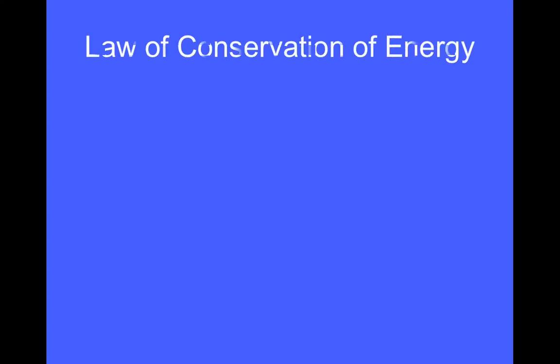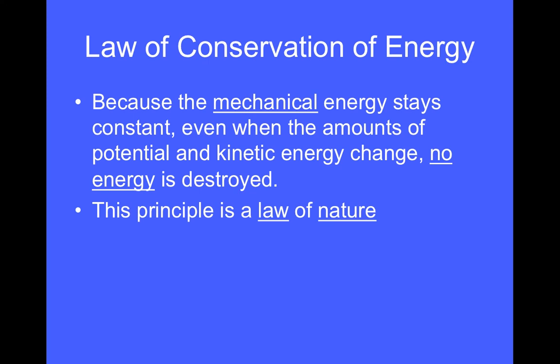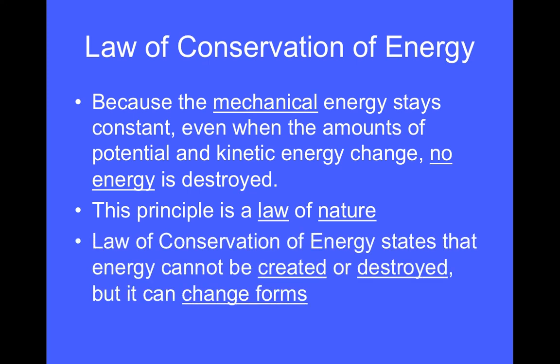Now, this leads us to the idea of the law of conservation of energy. And this states, because our mechanical energy stays constant, even as those different amounts of potential and kinetic go up and down, we don't get energy that is destroyed. So the law of conservation of energy mirrors the law of conservation of mass. Basically, the law of conservation of energy states that energy cannot be created or destroyed, but it is able to change forms.